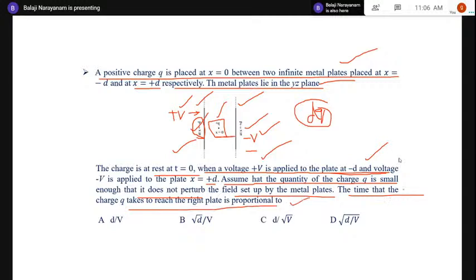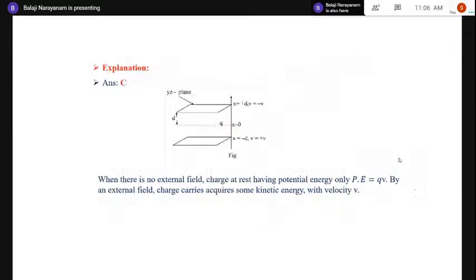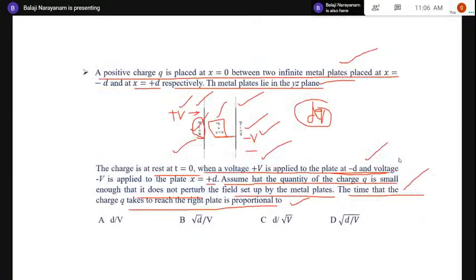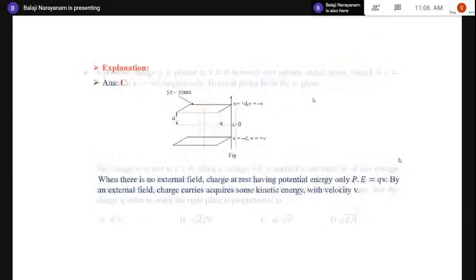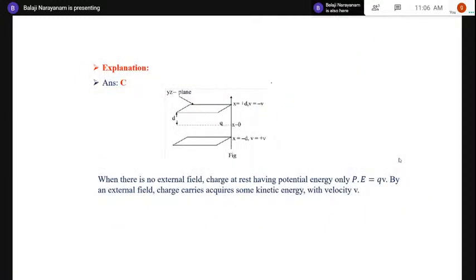So we are asked about the time that charge Q takes to reach the right plate is proportional to. Now let us draw this one. What is given? The metal plate lies in the YZ plane. What is the equation for the YZ plane? You may observe the YZ plane equation is X equal to 0. So this is your YZ plane that was taken.